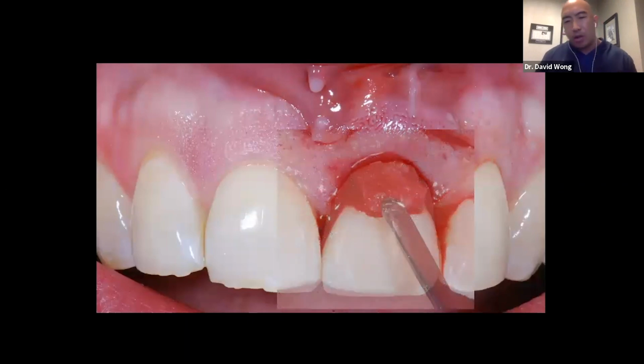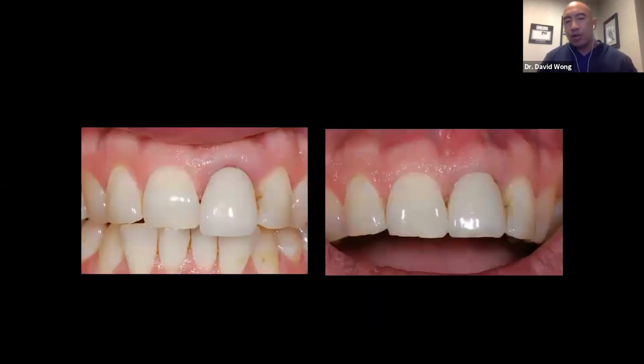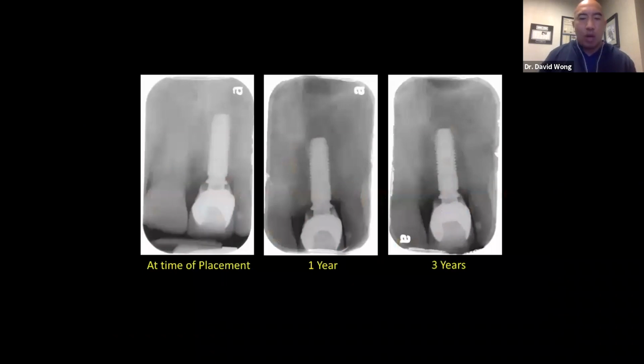Just for kicks and giggles, we went ahead and added a soft tissue allograft, just a little piece of AlloDerm here. And then this is what we're going to get as our final result, final healing with the provisional in place. Okay, so this is at time of placement, and then the patient got busy and didn't come back for his final restoration for a while.